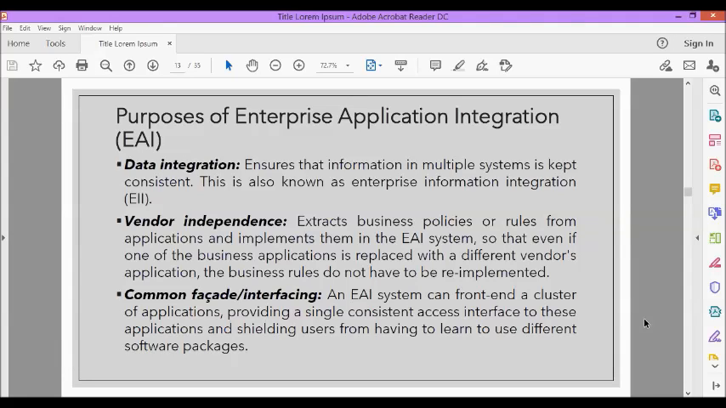The third one is common facade or interfacing.